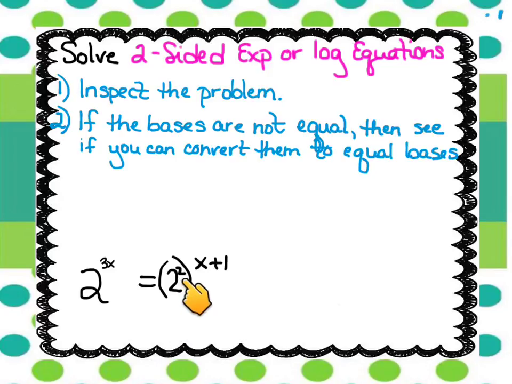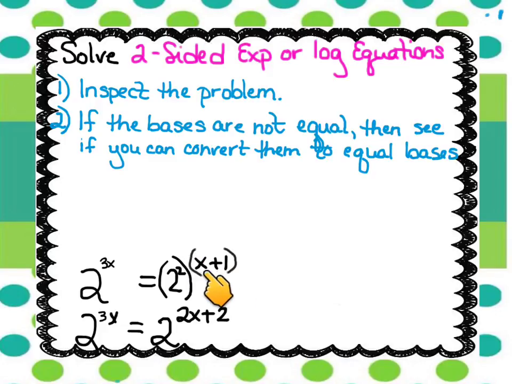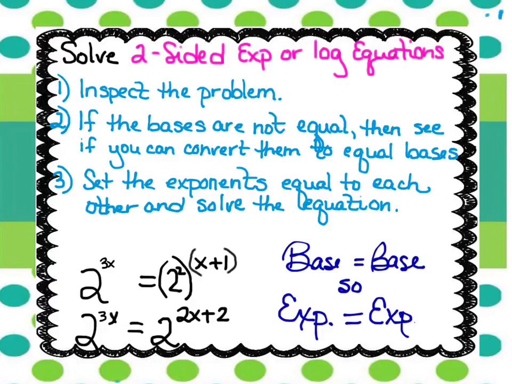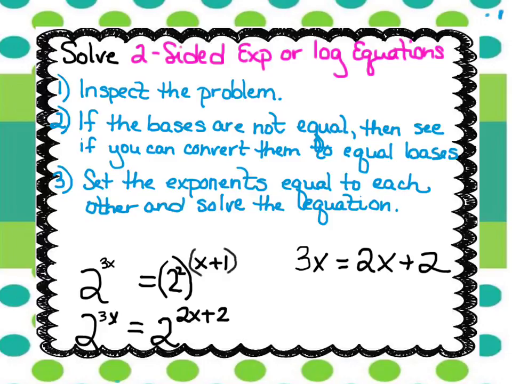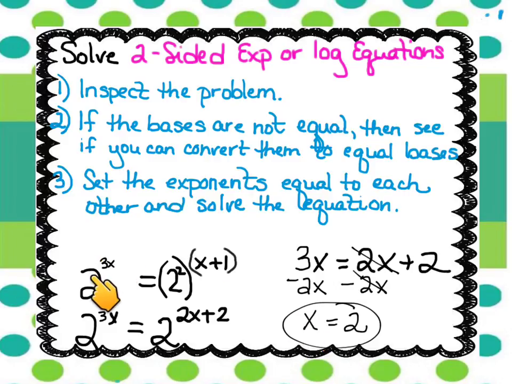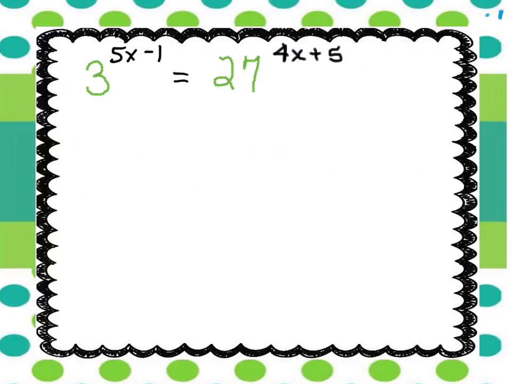Then we can use our properties of exponents. When we have a power raised to another power, we multiply those powers together. So in this case, we're going to be distributing. I'm going to use parentheses around the x plus 1 and distribute this 2 and get this right here. When base equals base, then exponent equals exponent. So now I can just set the exponents equal to each other, and I get a very simple equation that I can now solve. And x is equal to 2. You can go back and check this in the original equation and make sure that it's true. It's always a good insurance policy to do that.